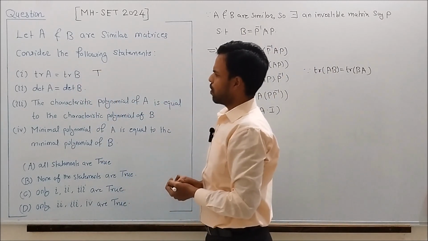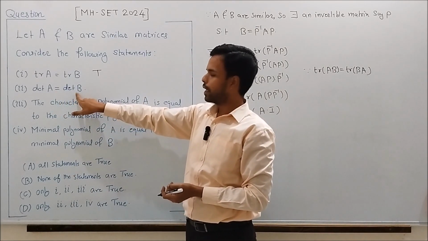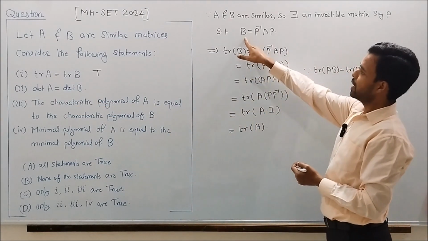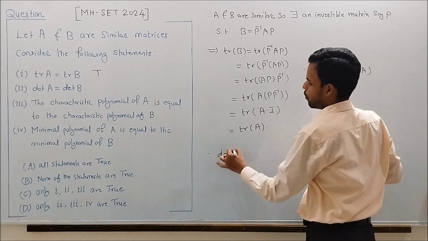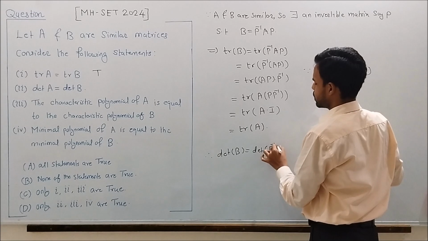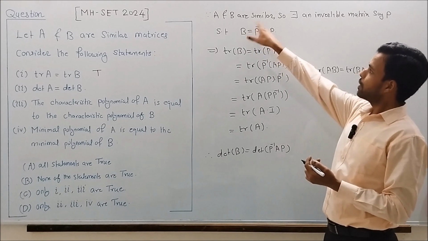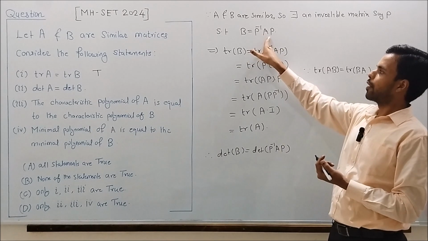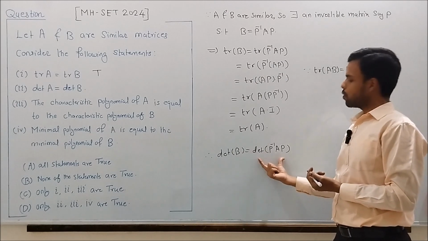Now, let's verify whether statement 2, that is determinant of A equals determinant of B, is true or not. Since B equals P inverse AP, therefore determinant of B is equal to determinant of P inverse AP. B equals P inverse AP because A and B are similar matrices, by definition. Now, as these two matrices are the same, their determinants are also the same.